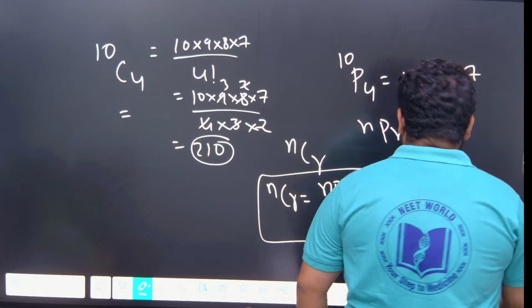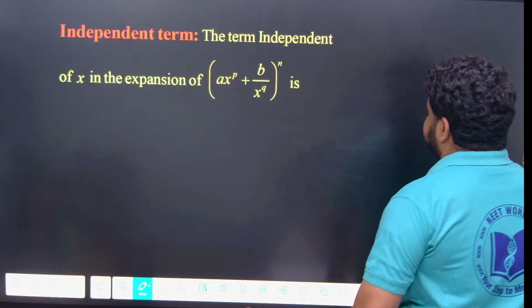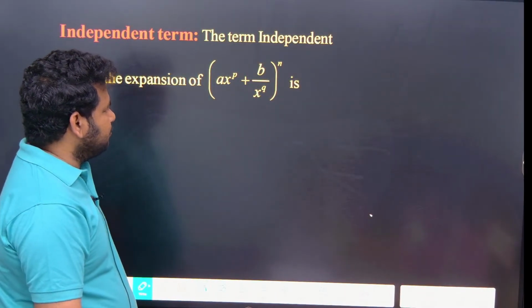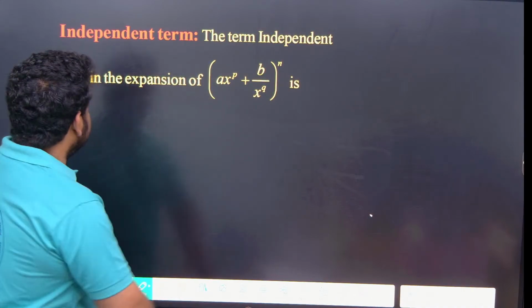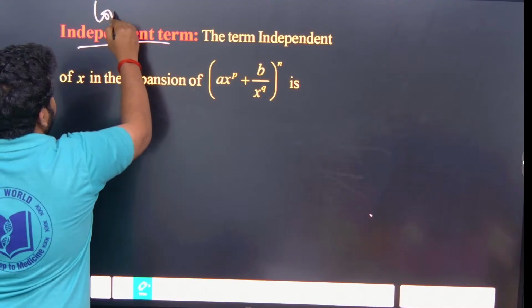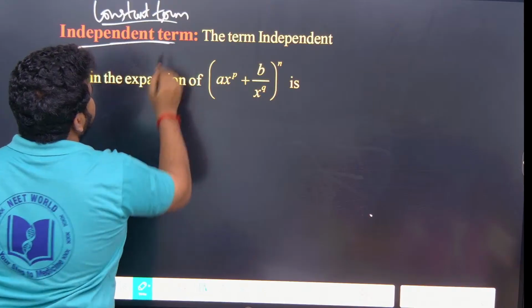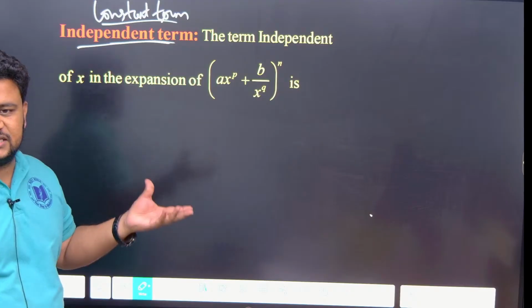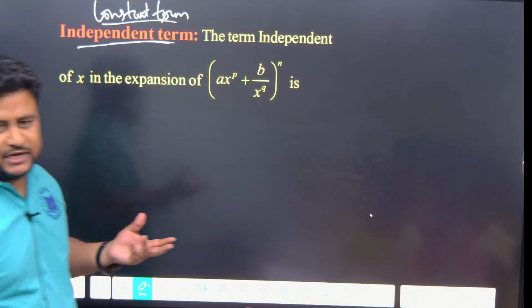Okay, next concept. Independent term in the expansion of (ax to the power of p plus b by x to the power of q) to the power of n. Independent term, or they can ask constant term. When they ask independent term or constant term, you should get the value which is independent of the variable. There should not be any variable. You should only get numbers.